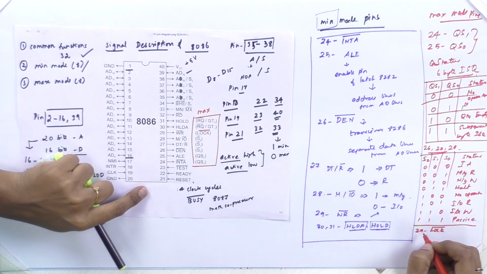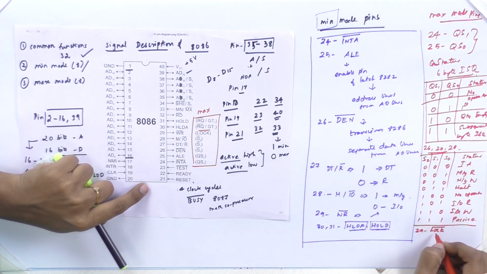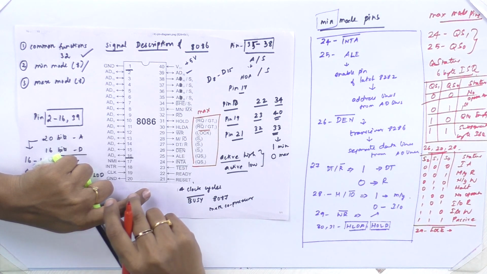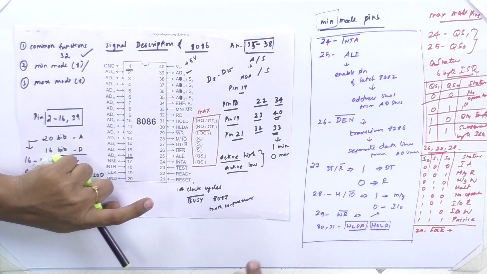The 29th pin is called the lock pin. It means that when this pin is active low, the processor is locked. That is, no other interfacing device, IO device or peripheral device can send an interrupt request to this processor. It is not ready to handle the interrupt request. So that is the function of the lock pin.